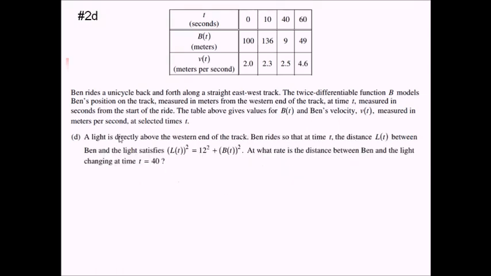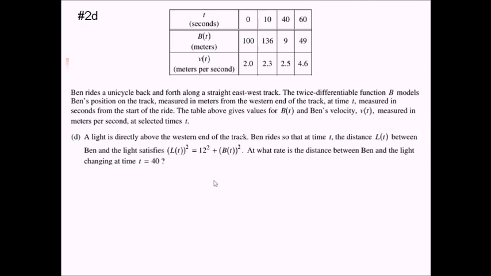For this problem, a light is directly over the western end of the track. And let's see here. Ben is riding so that at time t, his distance between him and the light satisfies this equation here. It's essentially a Pythagorean theorem. So we want to know at what rate is the distance between Ben and the light changing at time 4. All right. So since we've got Ben with his own speed and we're asking about the rate at which his distance from this light is changing, multiple rates of change. This is a related rates problem.